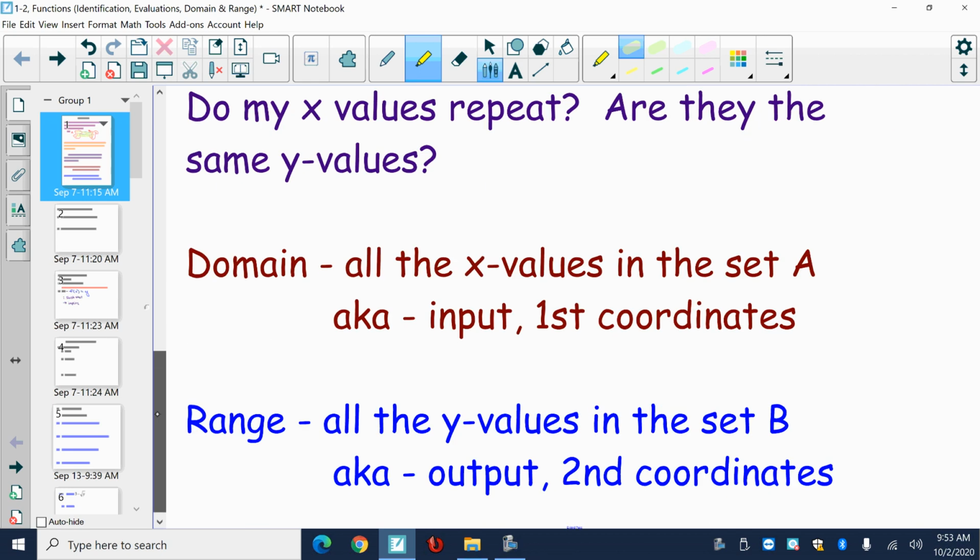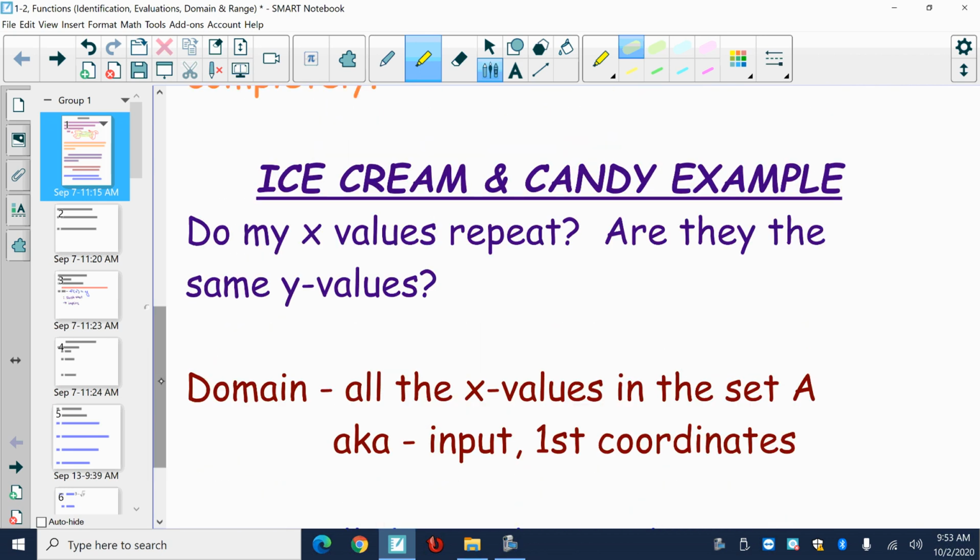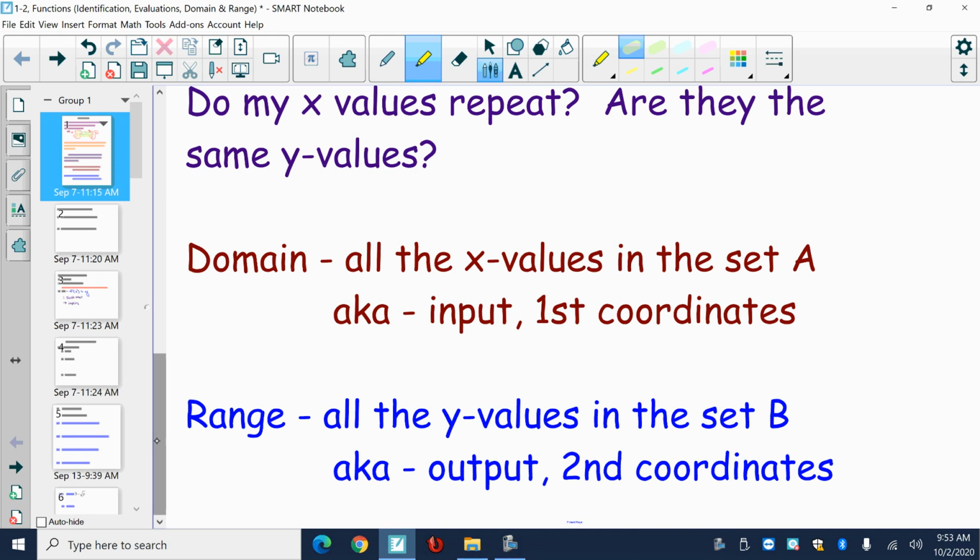So all of set A must be used. X is the X values. They cannot repeat. If the X values repeat and they choose two different Y values, then they are not a function. So you're always going to ask yourself the question, did my X values repeat and choose two different Y values? If that is the case, then it is not a function. The domain is all the X values, and the range is going to be all the Y values. Domain X, range Y. You're going to hear me say that over and over again.